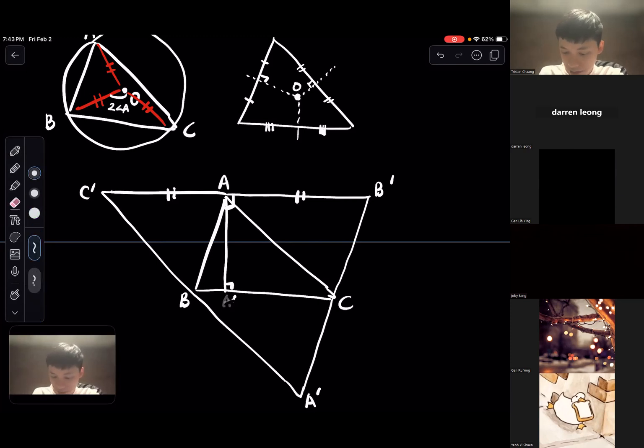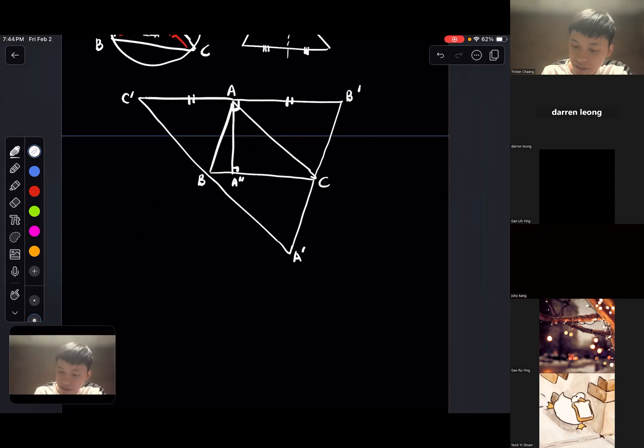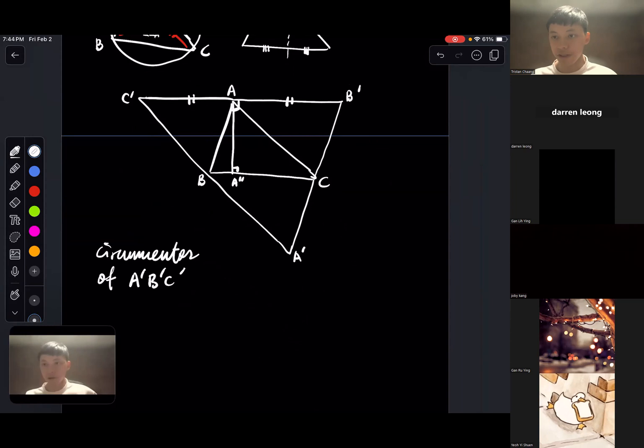Oh, sorry, I used too many A primes here. Let's call it A prime prime. So now, since we can show that the circumcenter exists, we can look at the circumcenter of A prime, B prime, C prime, and that will be formed using the perpendicular bisectors. But the perpendicular bisectors are the altitudes, so we can say that they are concurrent and call it H. Is that okay?